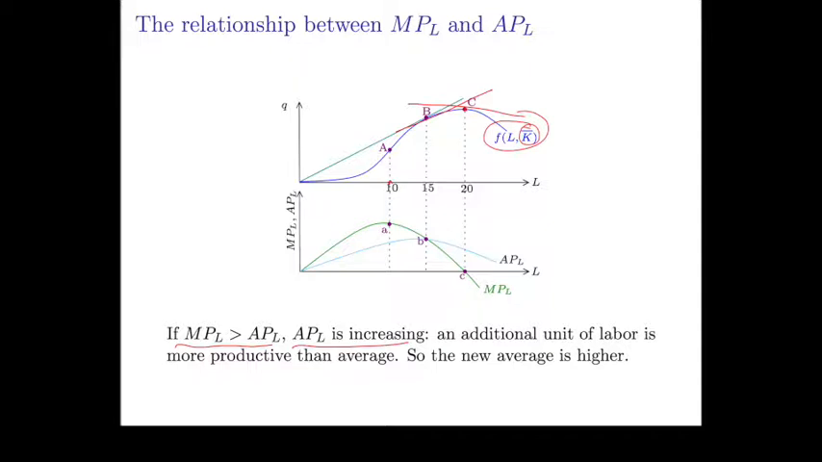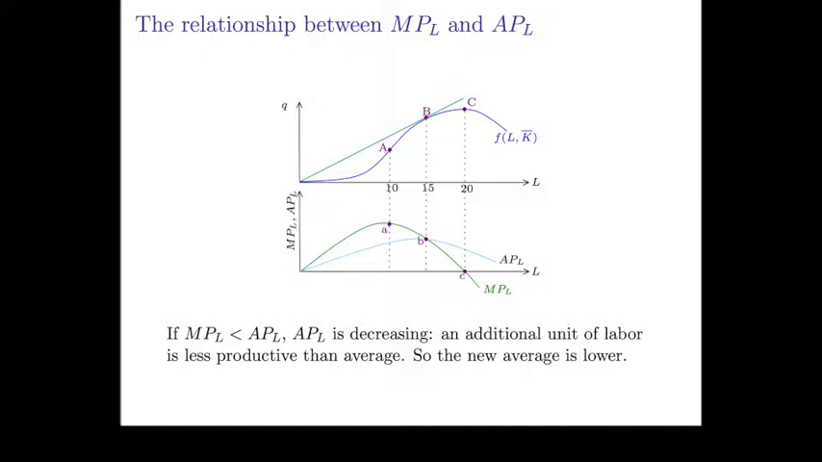So whenever the marginal product is greater than the average product, the average product is going to be increasing. Every additional unit of labor is more productive than average, and therefore the new average is higher. On the other hand, when the marginal product of labor is less than the average product, then the average product of labor is going to be decreasing. Intuitively, if the additional unit of labor is less productive than average, then the average product is going to decrease when I add one more unit of labor. So the new average is going to be lower.